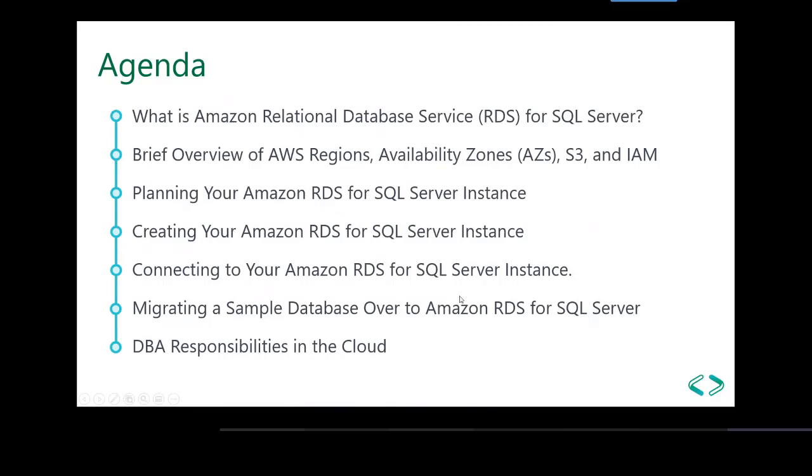The agenda for today's presentation is, as you can see here, we're going to briefly go over what is RDS for SQL Server and provide a brief overview on the AWS Regions, AZs, Availability Zones, S3 and IAM. We also will go over planning your Amazon RDS for SQL Server instance, creating an instance and connecting to your instance. And also migrate a small sample database over to Amazon RDS for SQL, and briefly go over the DBA responsibilities in the cloud.